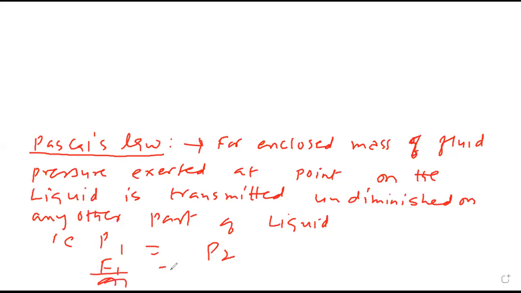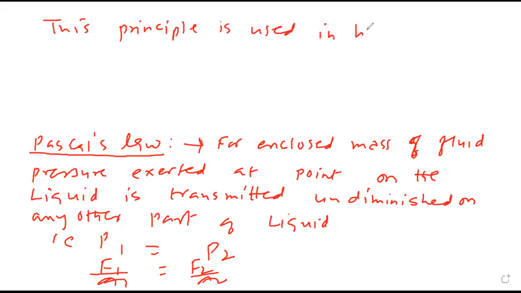So F1 upon A1 is F2 upon A2. This principle is used in hydraulic machines. It is used to lift the car, in hydraulic brakes and so on. Right, Pascal's law.